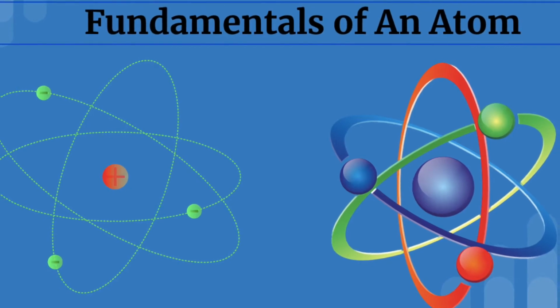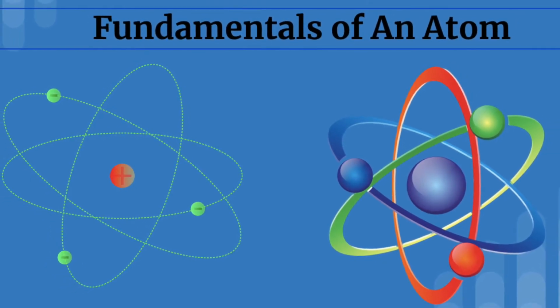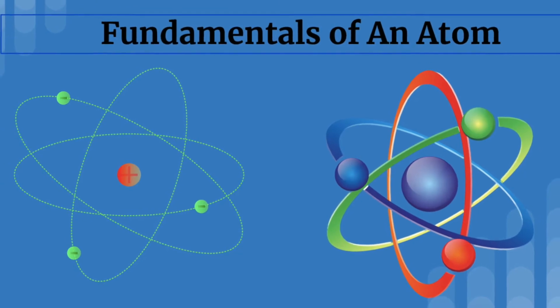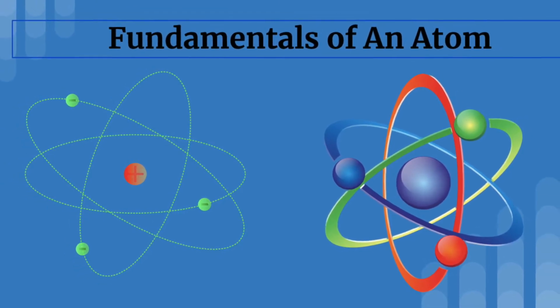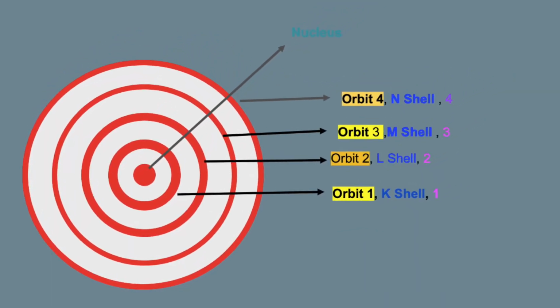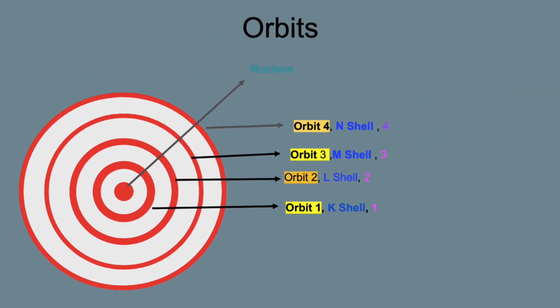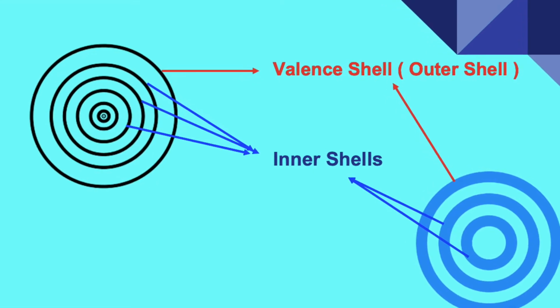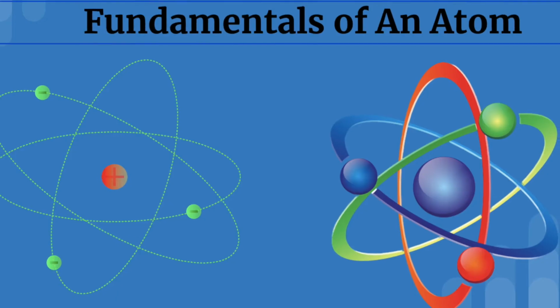Hi students, today I am going to discuss the topic fundamentals of chemistry, atoms and molecules. In this session I am going to cover the topics: what is an atom, what are the particles present in it, what is an orbit, and how to find valence electrons. This topic I am going to cover in this session.